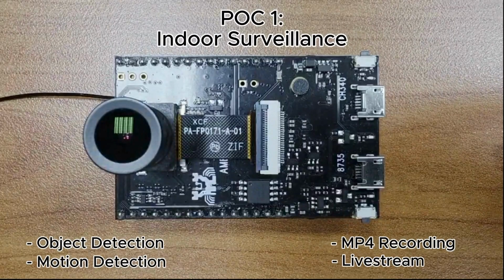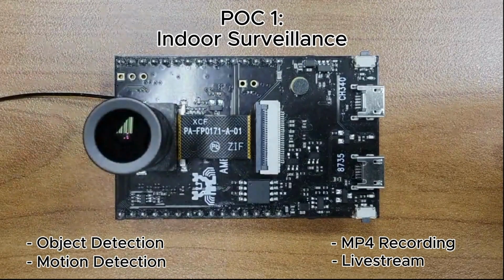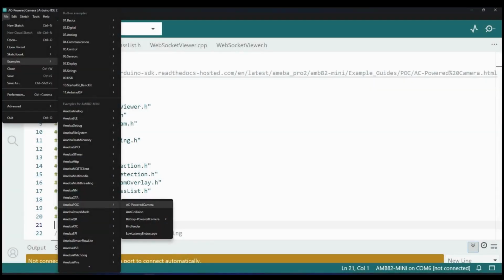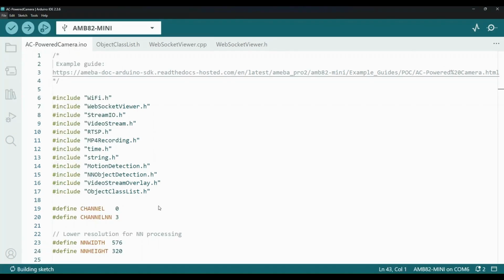Hello everyone. Welcome to our Proof of Concept series Part 1, the Indoor Surveillance Camera. You can find this example under Examples, Ameba Pro2, AC-powered camera. We will run through some important sections to help you try this out immediately.